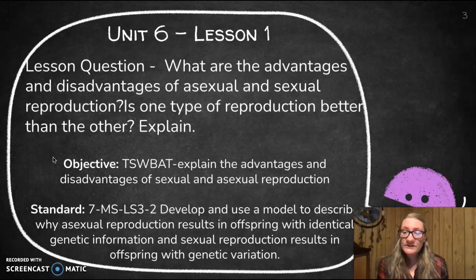So our objective for today is that students will be able to explain the advantages and disadvantages of asexual and sexual reproduction. This objective stems from the standard 7-MS-LS3-2. The standard reads, develop and use a model to describe why asexual reproduction results in offspring with identical genetic information, and sexual reproduction results in offspring with genetic variation.